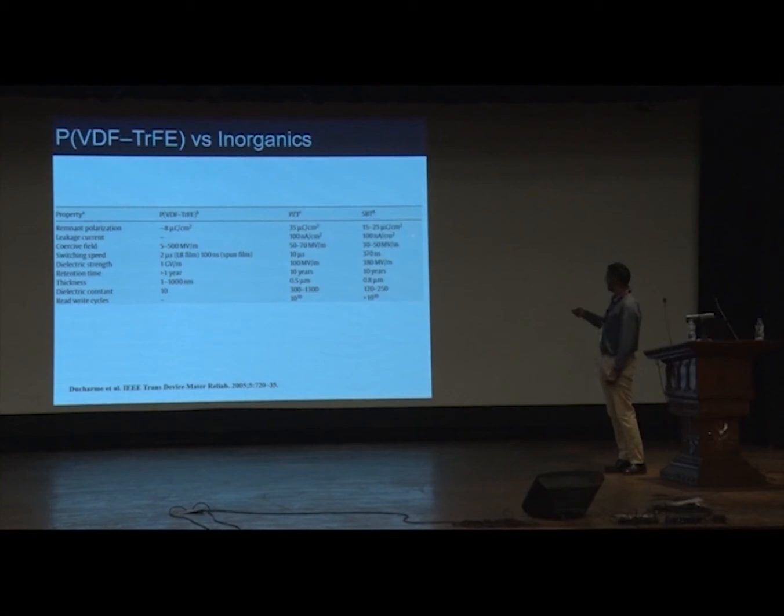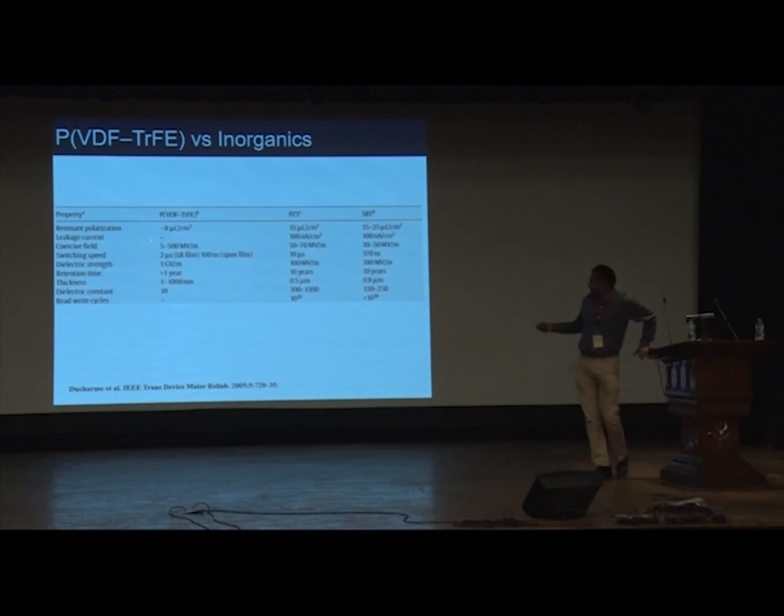They have large polarization exceeding 20 microcoulomb per centimeter square in most cases, and PVDF around 8 if you take the average value in the literature or the best reported average values. And then you have leakage current. Memory should not leak the charge out, which means it should have low leakage current. The leakage current of these materials is 100 nanoamperes per centimeter square, which is very small.